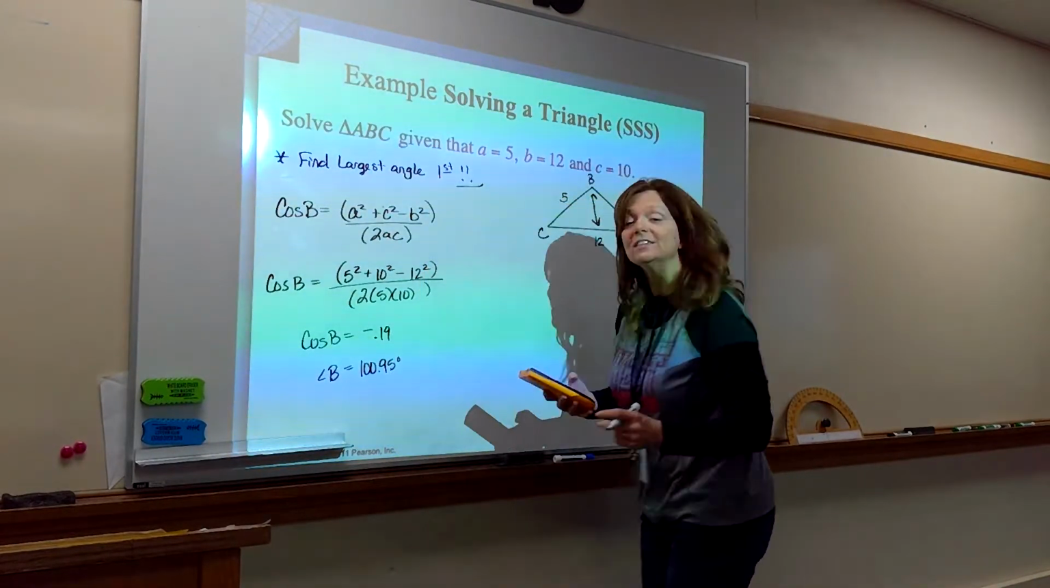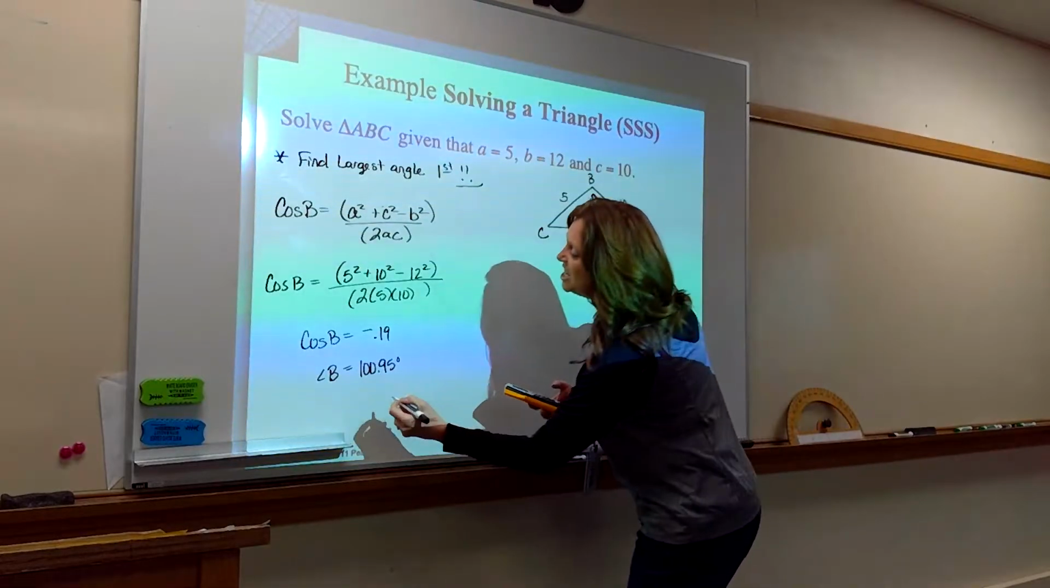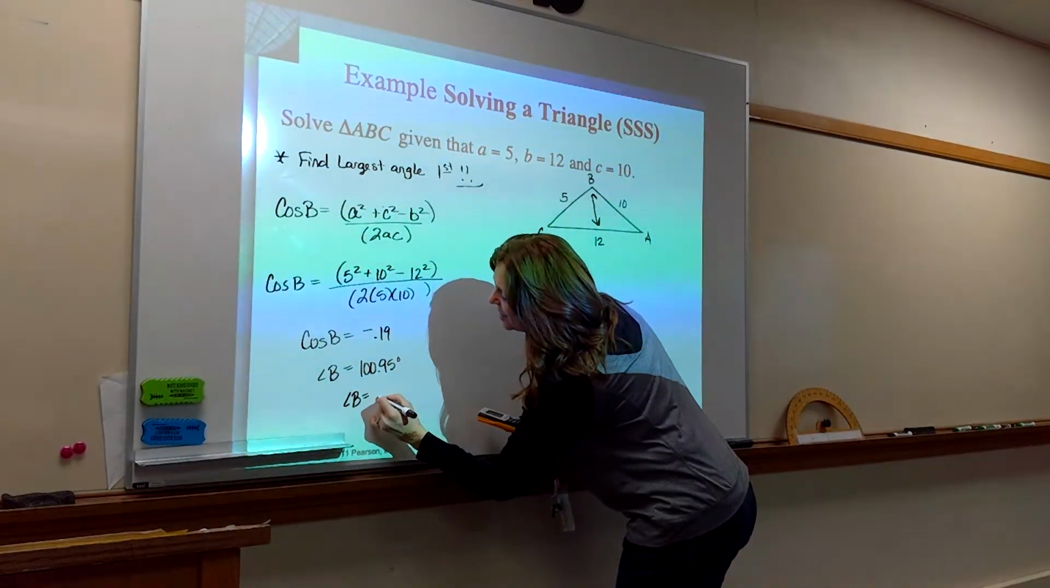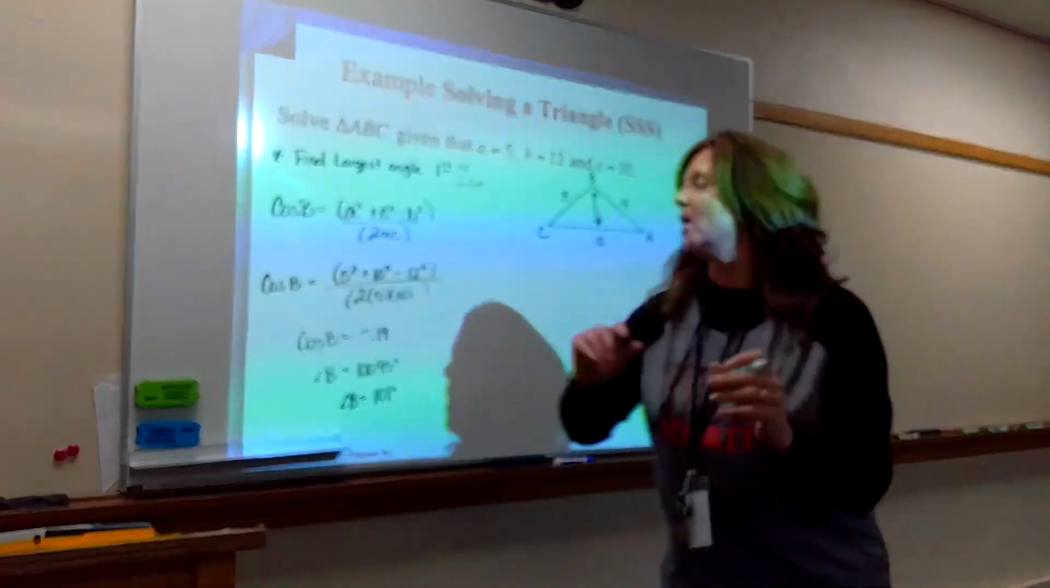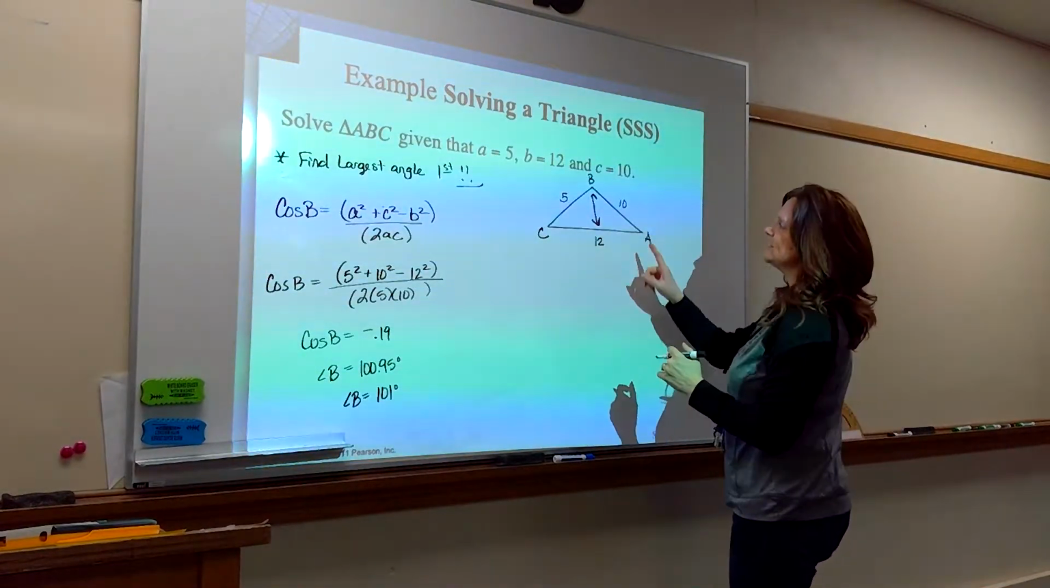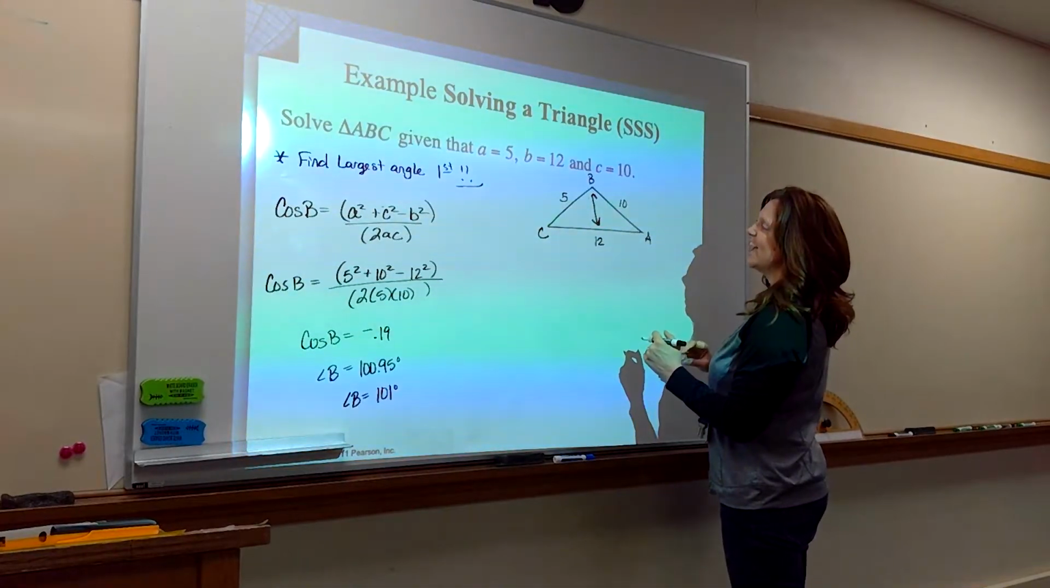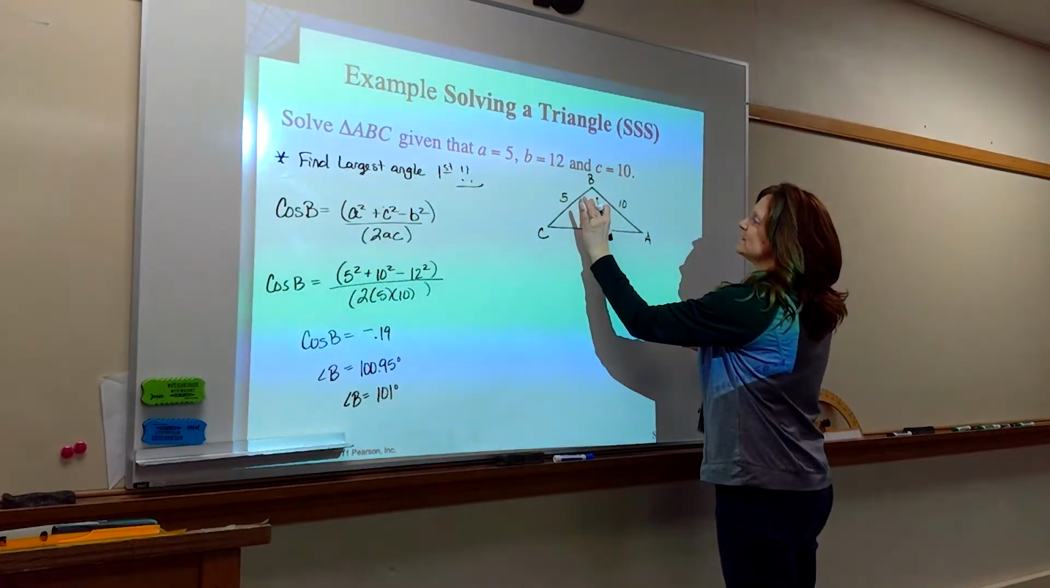100.95 degrees. I believe on your quiz we have you rounding to the nearest whole number on angles. So we're going to call it 101 degrees. So follow those directions when you get that first quiz on how you're supposed to round. So now I know this is 101.